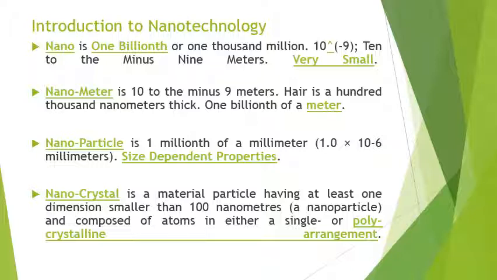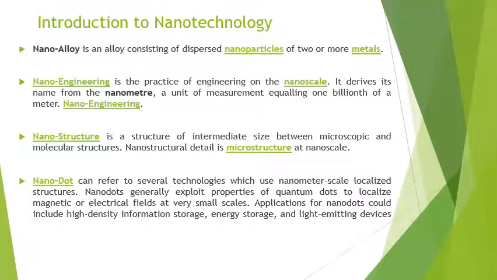Nanocrystal is a material particle having at least one dimension smaller than 100 nanometers and composed of atoms in either a single or polycrystalline arrangement. Nanoalloy. So nanoalloy is an alloy consisting of dispersed nanoparticles of 2 or more metals. Nano engineering is the practice of engineering on the nanoscale.